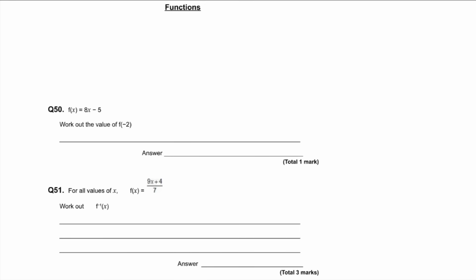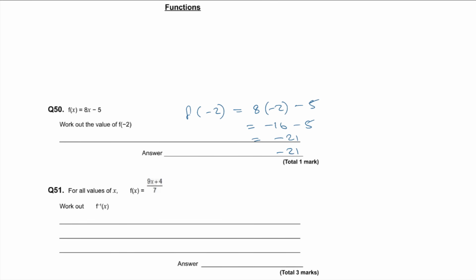Okay, so first up, question 50, that's asking us to do the first of those things. It's just to substitute a value into a function. So f of minus 2 is simply substituting minus 2 in for x in the expression. So that's 8 lots of minus 2 minus 5. So 8 lots of minus 2 is minus 16, minus 5, that's minus 21. So that's my answer, minus 21.